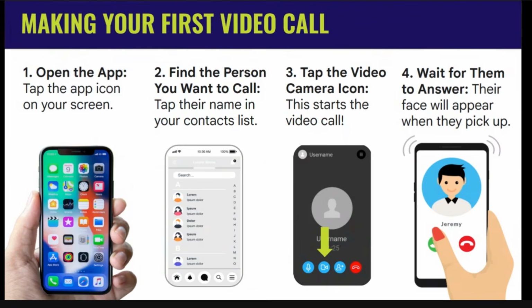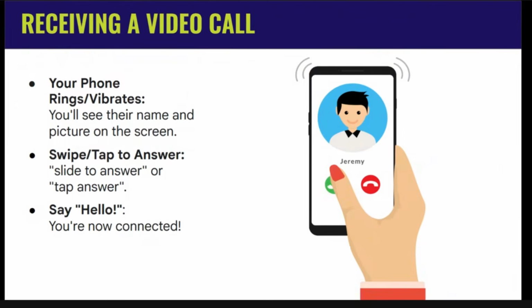Receiving a video call. To receive a video call, your phone will ring or vibrate like it normally does. You'll see their name and picture on the phone. Simply swipe or tap to answer the call. Some phones require a swipe or a slide where you drag the icon across the screen, while others just need a tap. So just be ready for both.